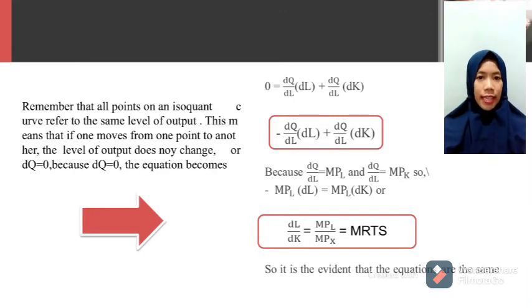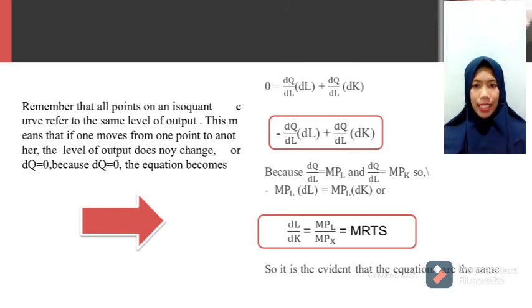Okay, next we can see the equation, the same as on the previous slide. Here we remember that an isoquant curve refers to the same level of output. This means that if one moves from one point to another, the level of output does not change, or dQ is 0. Because dQ is 0, the equation becomes this. So it is the evidence that the equations are the same.